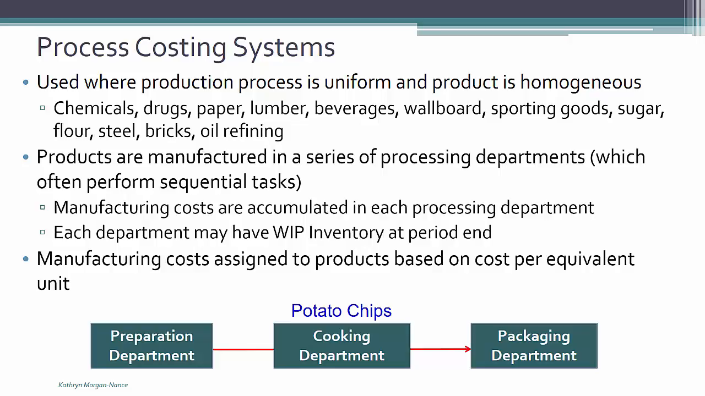And finally, under the weighted average cost method, costs are averaged together during the period and assigned to products using that average, which is called the cost per equivalent unit. More on the flow of cost next.